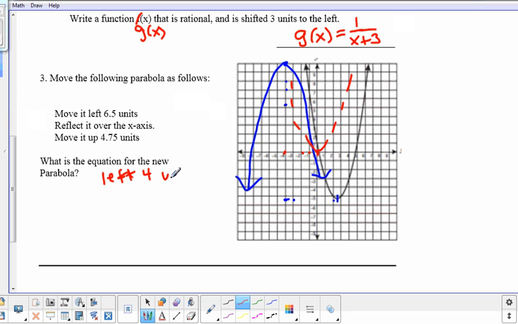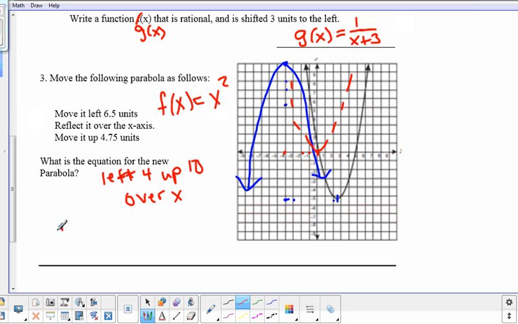Yeah, up 10. And then it flipped over the x. And this is an x squared, because it's a parabola. That's our parent function. So we've got to go left 4, up 10, and reflect over the x from the parent function. Don't shift it from here, all this stuff. You just did that to get where your parabola landed.